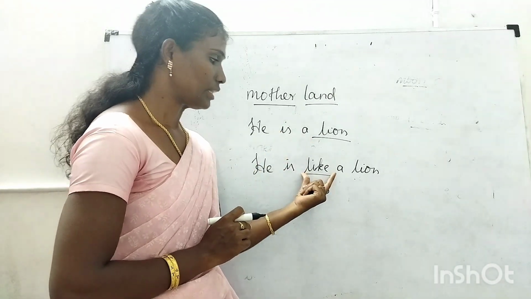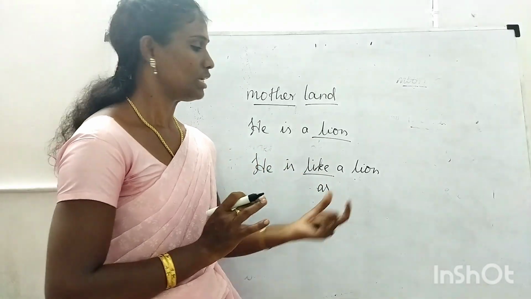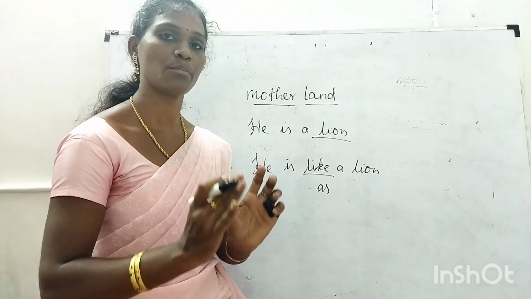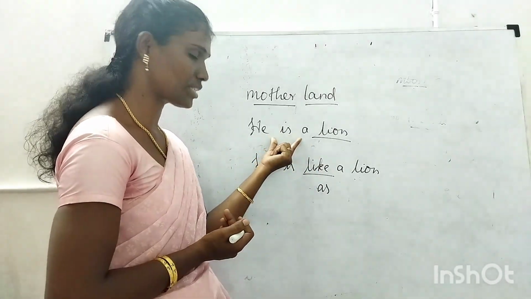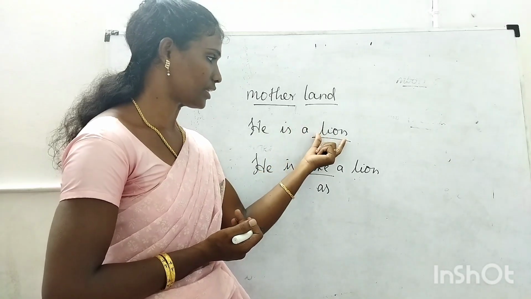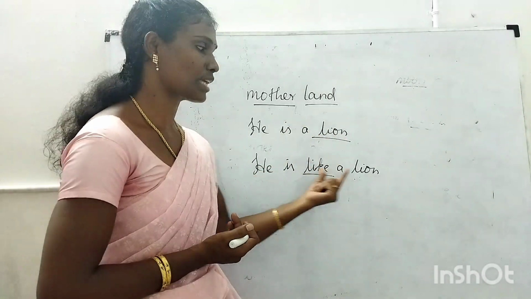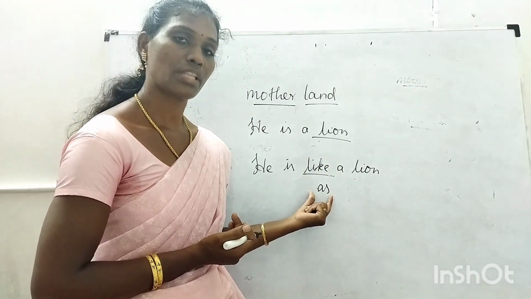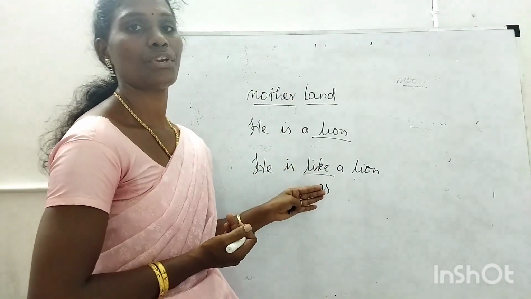In metaphor, the "like" word is hidden. It is not shown out. In simile, "like" is visible. This is the difference between simile and metaphor. If the "like" word is hidden, that is metaphor: one thing compared with another. If the "like" word is visible, that also compares one thing with another, but the word "like" or "as" is visible. So that's why this is called simile. Okay, so this is figure of speech.